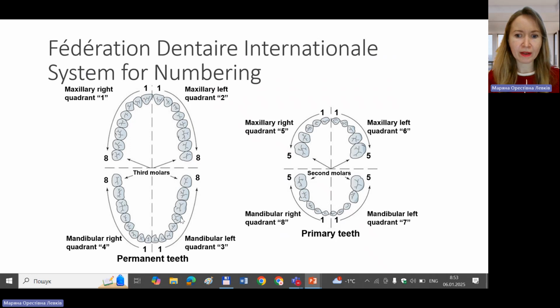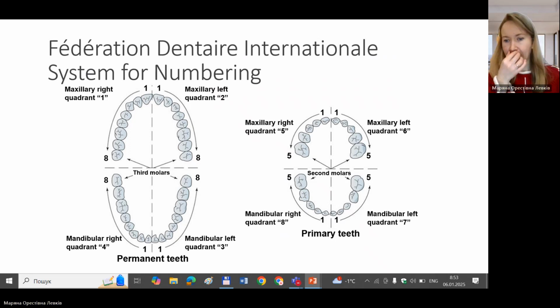Similarly for the mandibular canine, 3 is the number of the quadrant and 3 is the number of the canine tooth. So we have 3, 3. This is the number of the mandibular left canine. A similar principle of tooth notation applies to primary teeth, and the quadrants are numbered 5, 6, 7, 8, and the same principle applies: 53, 63, 73, 83.